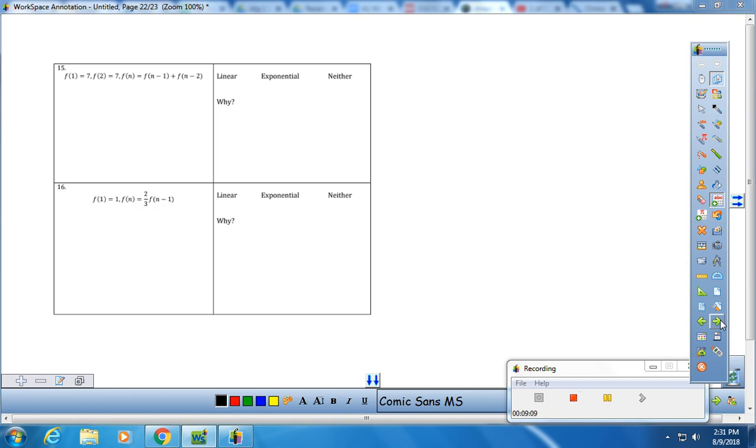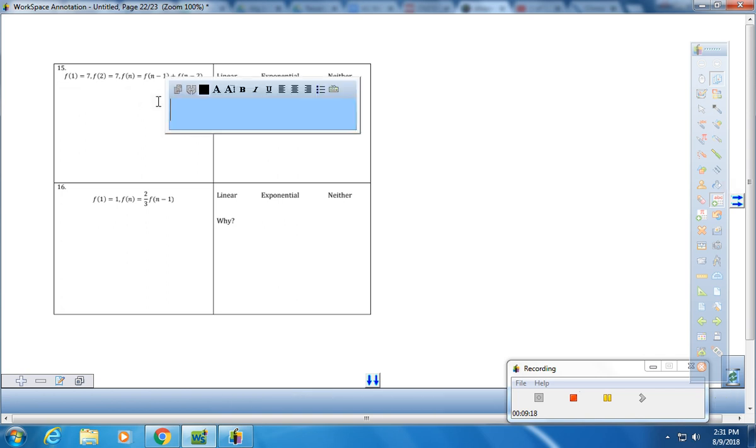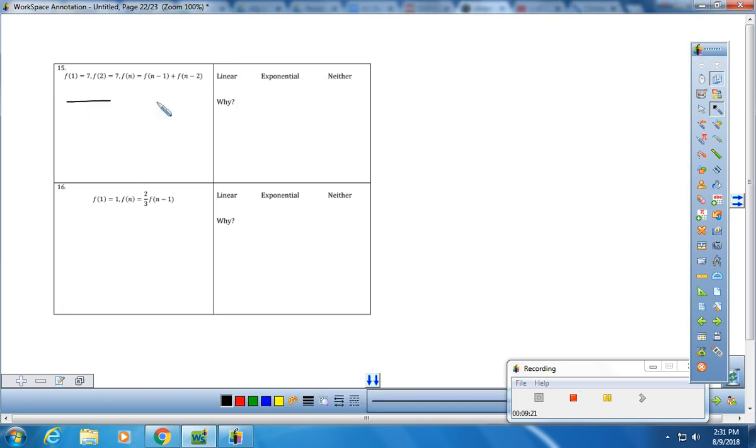Exponential for number 14. I'm skipping on just to give you guys... Okay, going to have to go to the board for this one. Let's just turn it into a table so I can understand it better. Let's get my pen on. So 1 was 7. 2, does that say 7? Okay.